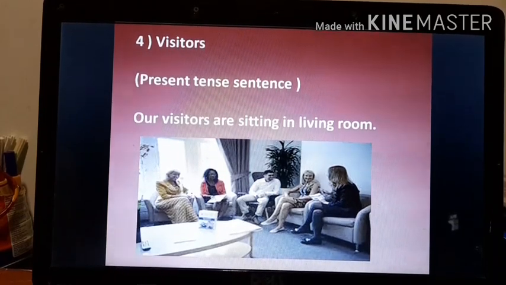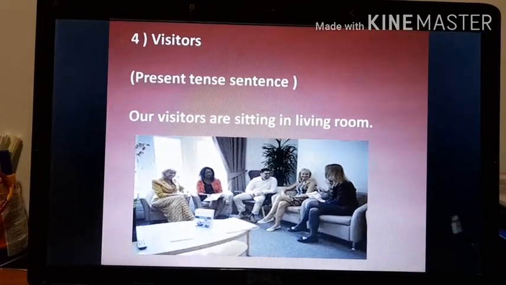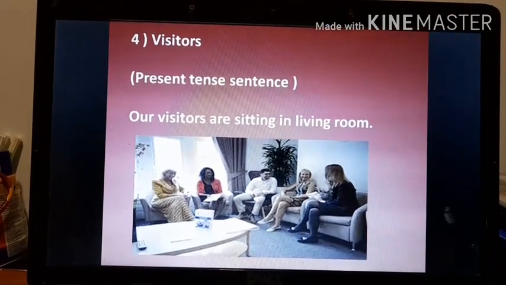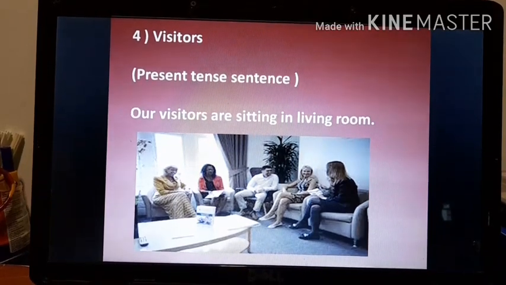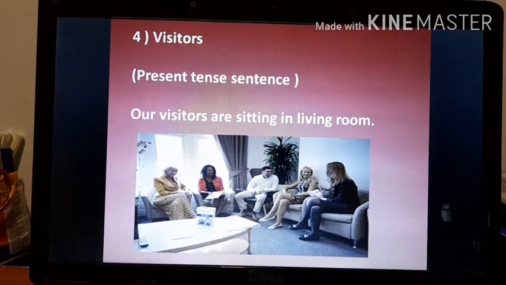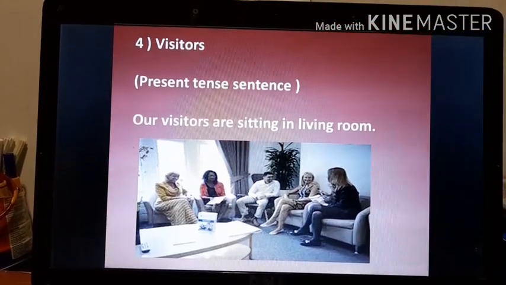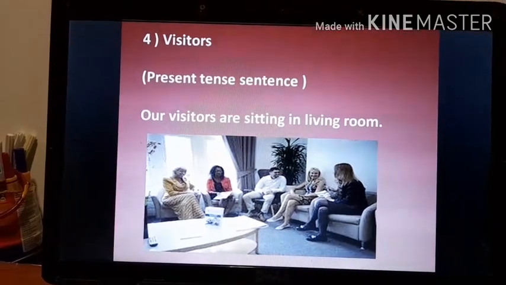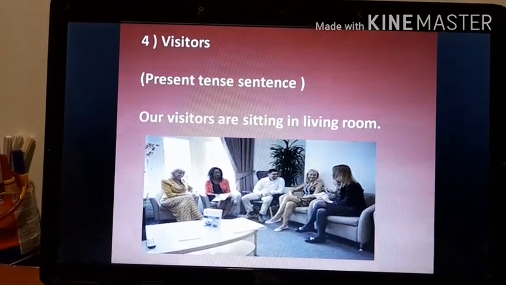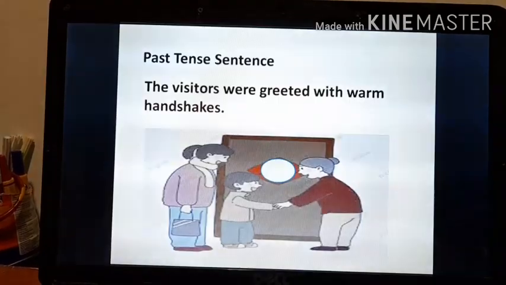Visitors. Our visitors are sitting in the living room. You can frame the sentence like this also. Now it is a present tense sentence, as the action is happening right now. Our visitors are sitting in the living room.